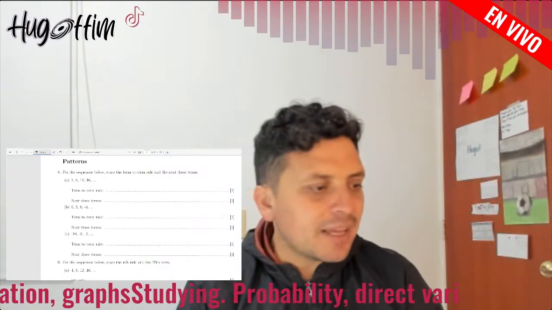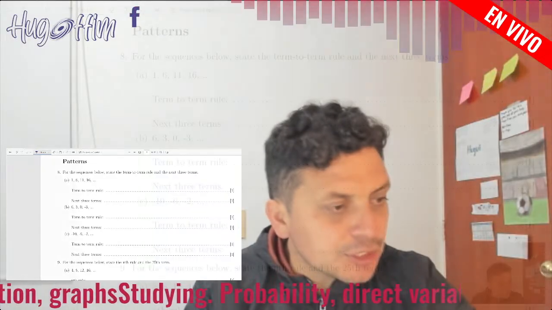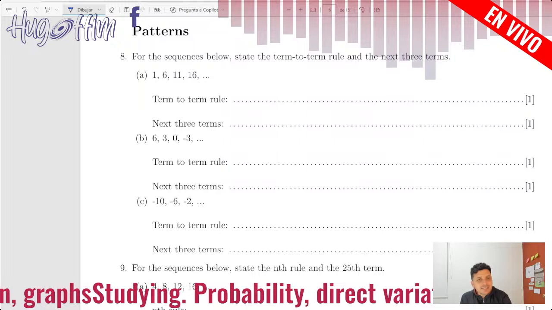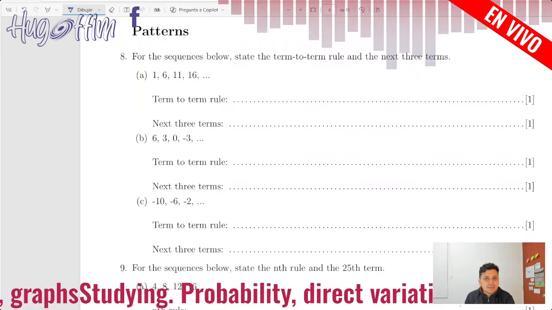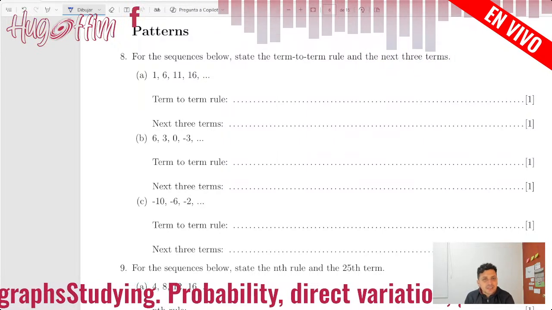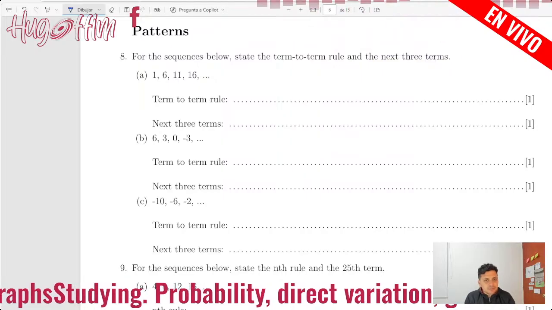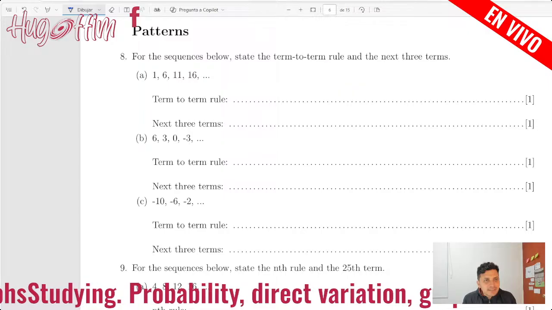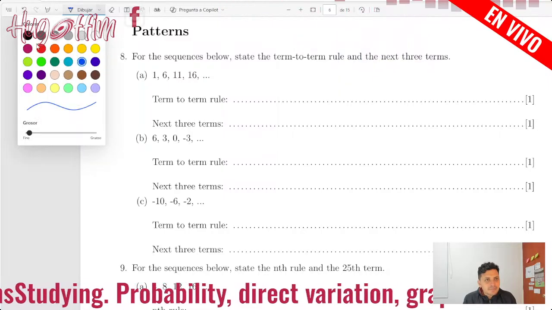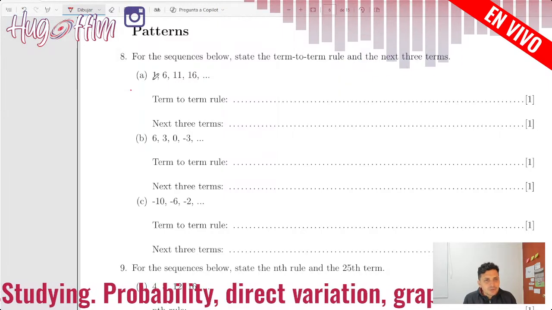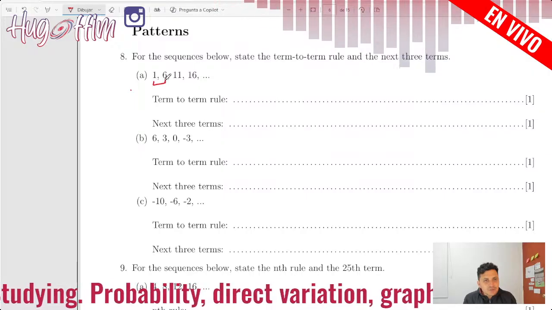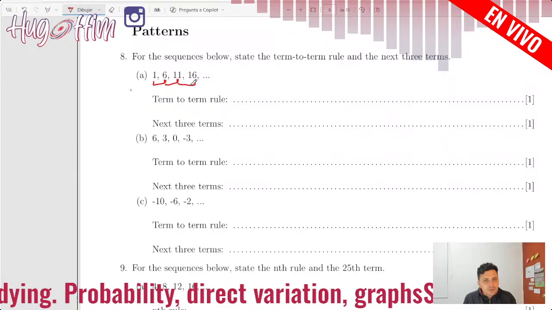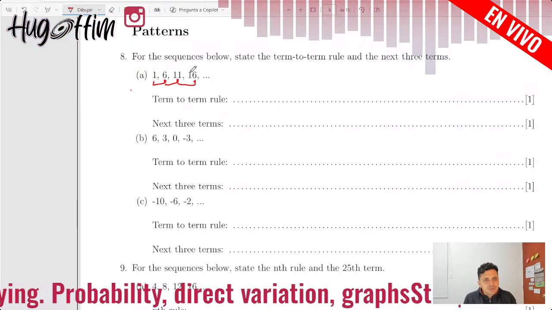We're going to see something about patterns to finish today's work. We're going to work on patterns a little bit. And it says, for the sequences below, state the term-to-term rule and the next 3 terms. Now, if you're going to calculate the term-to-term rule, identify what you're doing to pass from one number to the other. What you need to do to pass from this to this.